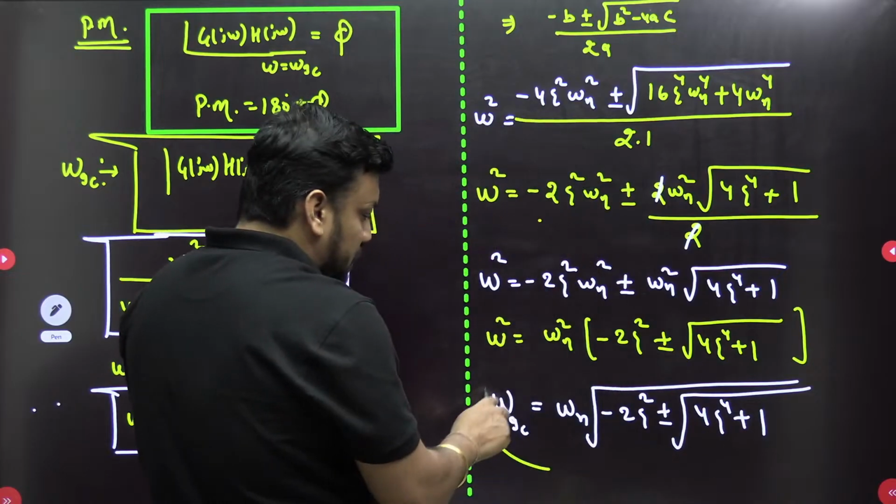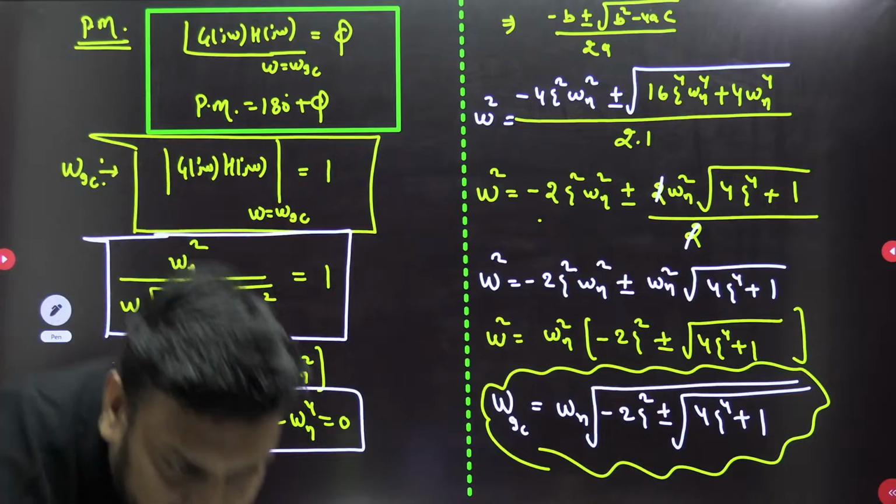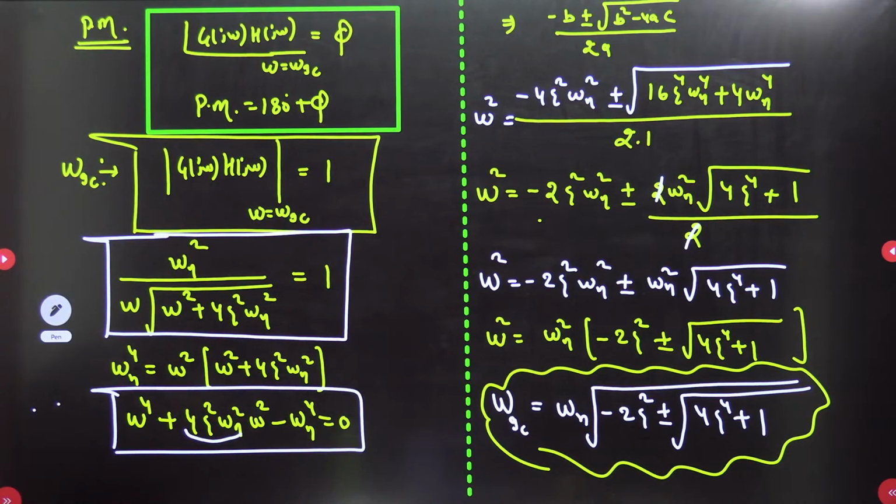Are you guys matching with this equation? Just reply fast. Are you getting this exact equation or not? Just let me know. So it should be what? Omega gc is nothing but omega n under root of minus twice zeta square plus minus 4 zeta 4 plus 1. This is my gain crossover frequency. Are you guys clear with this small derivation? Simple mathematics we applied, nothing else.